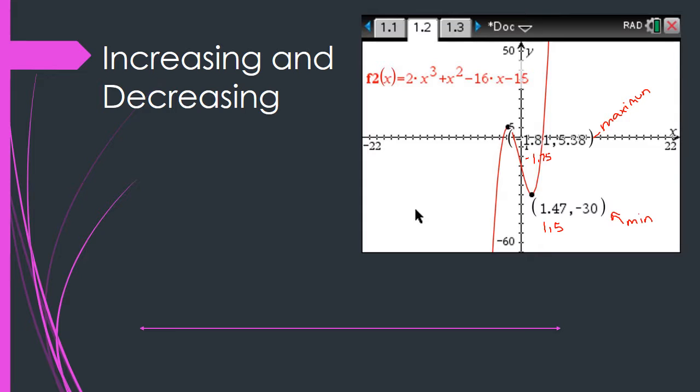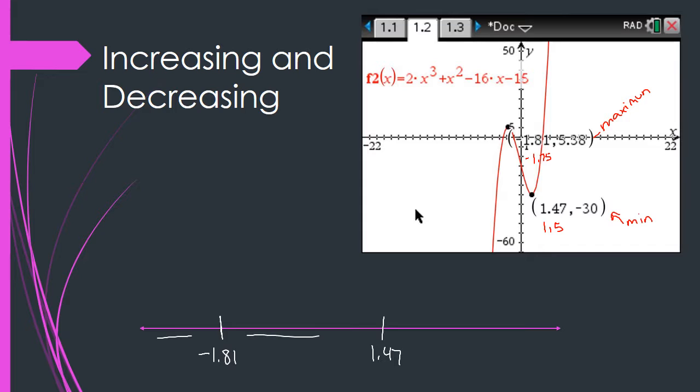All right, so now let's look at increasing and decreasing. So now that I have my minimums and maximums, these are the points that I'm going to put on my graph for increasing and decreasing. So my x value is right from negative infinity to infinity. So my first x value where there's a point is at negative 1.81, and my next value is at 1.47. So now that I have that information, these are the different intervals that I'm looking at.